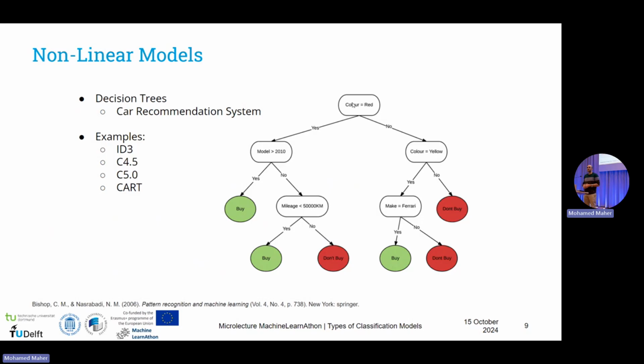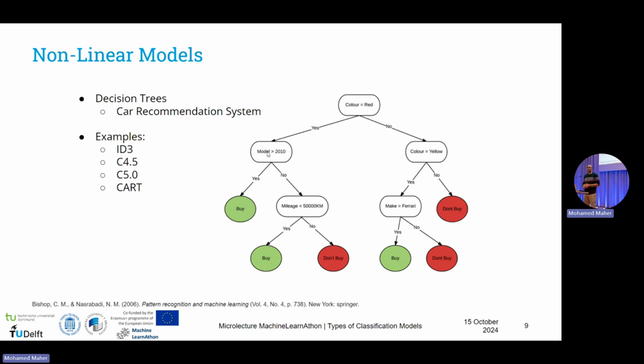Here, if the feature of the color of the car is red, we are going to recommend the car. If it's not red, we start to find out if it's another color. If it's yellow, we are going to recommend it. Otherwise, we are going to recommend not to buy.